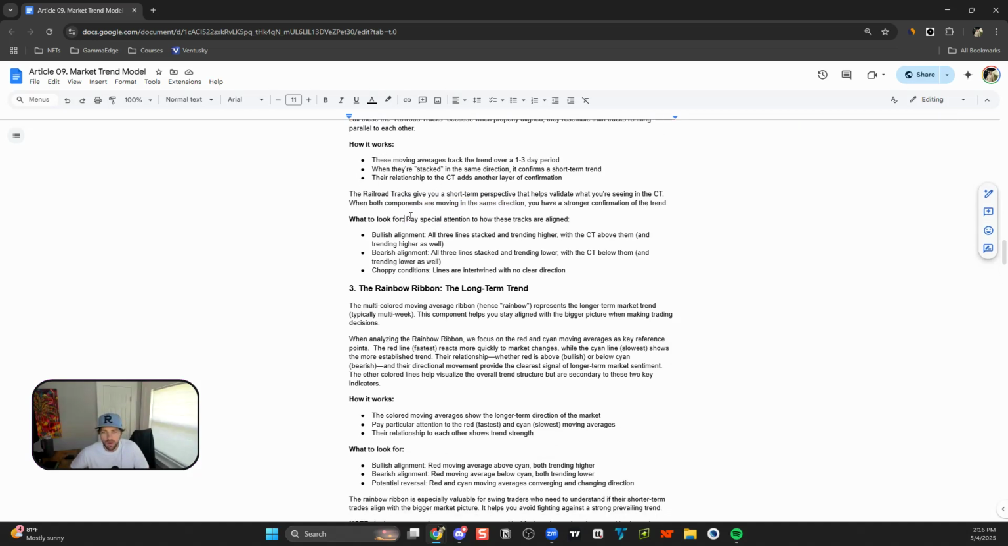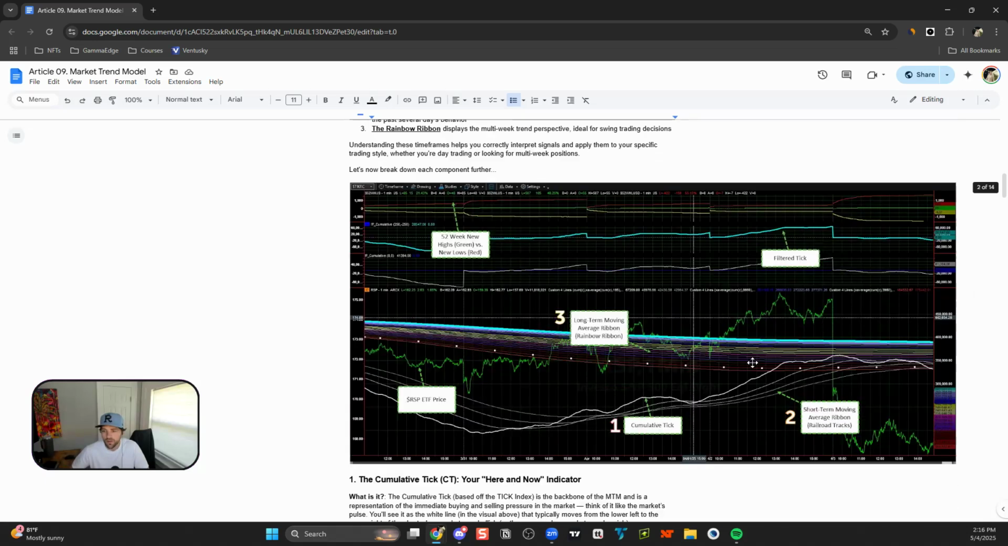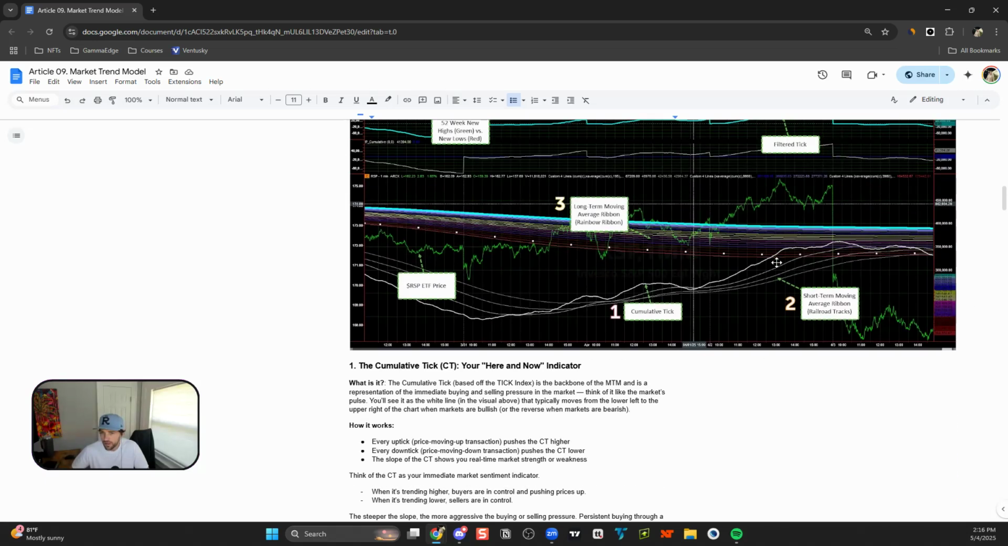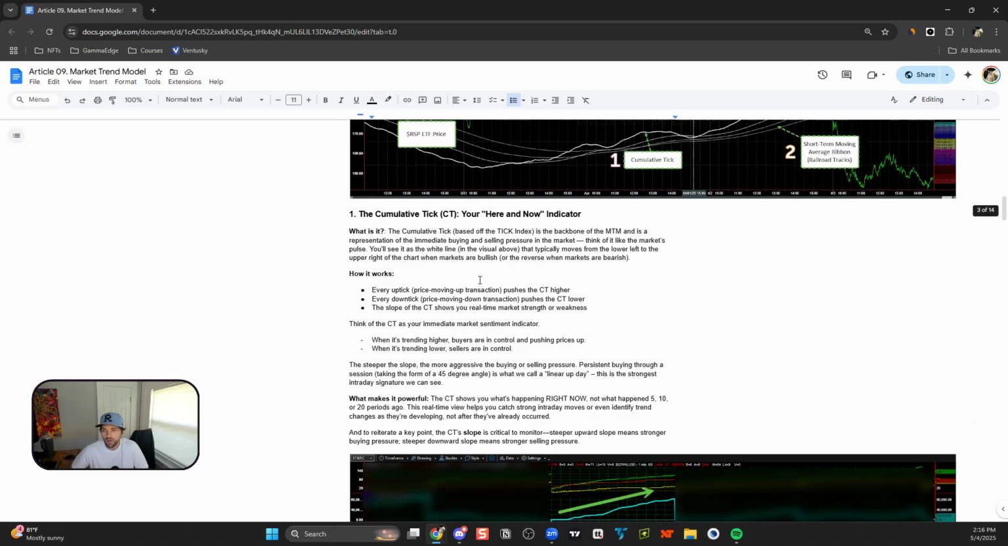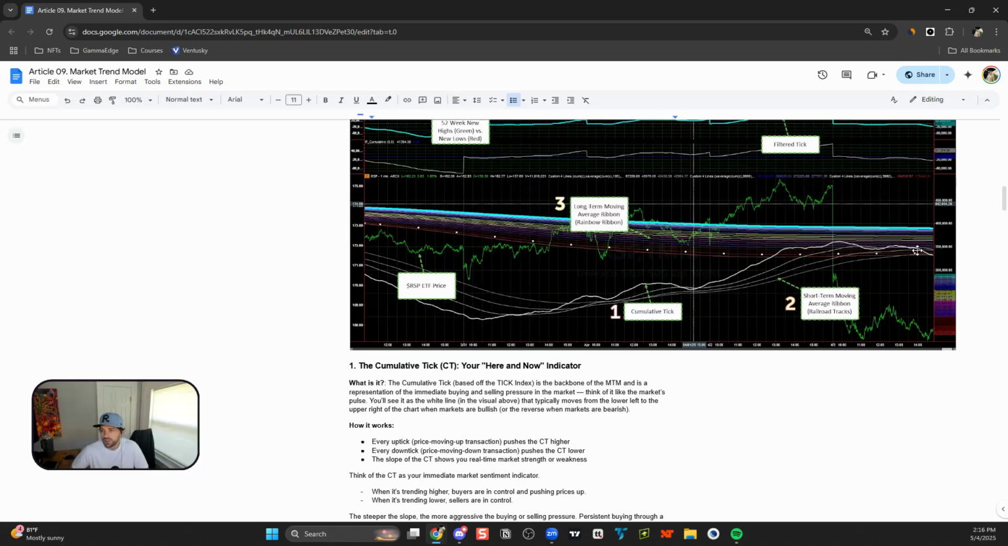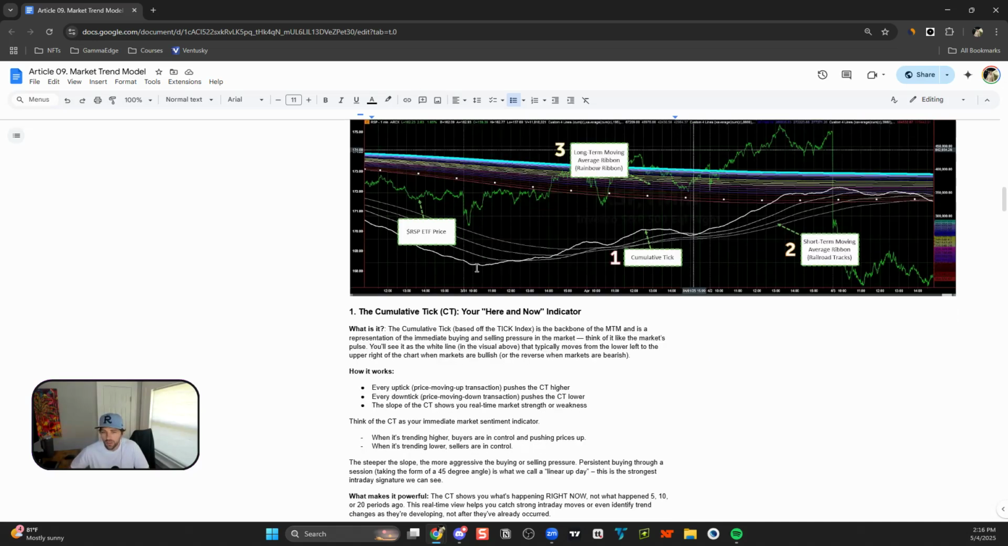What we pay special attention to is, for bullish alignment, you have all 3 lines stacked and trending higher, with the cumulative tick trending above that as well. So that's this perfect signature right here, moving higher. Bearish is when these are moving lower, with the cumulative tick trending lower as well. And then we also have choppy price action, which looks like this, where the cumulative tick is starting to slice through and the railroad tracks are jumbled up as well.